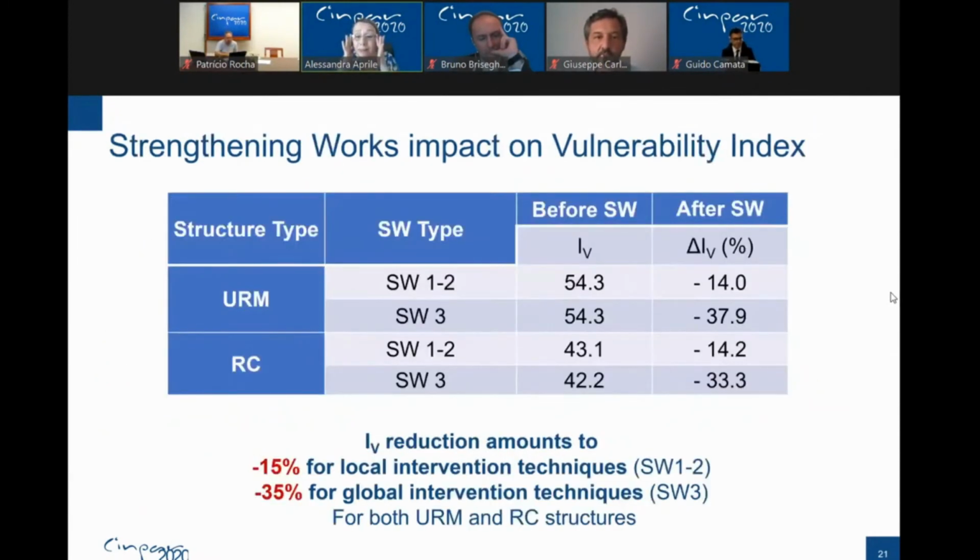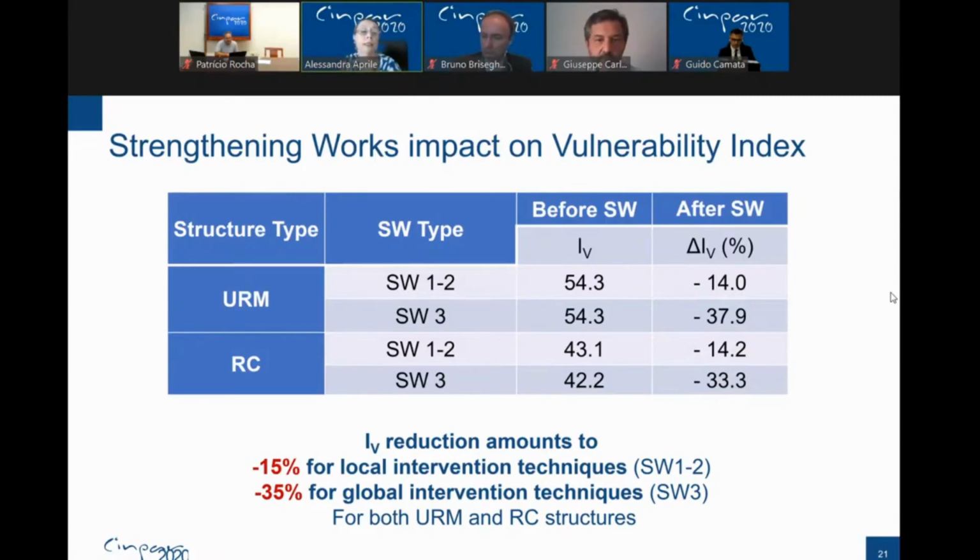Now let's see the results. Let's consider the impact of the strengthening works on the vulnerability index. As you can see from the table, the vulnerability index reduction amounts to 15% for local intervention techniques and 35% for global intervention techniques, for both masonry and reinforced concrete structures.